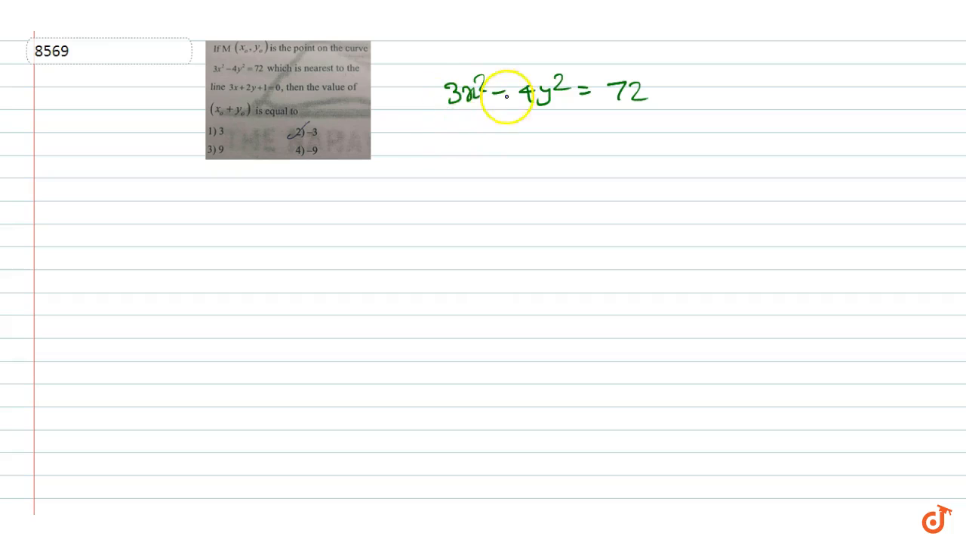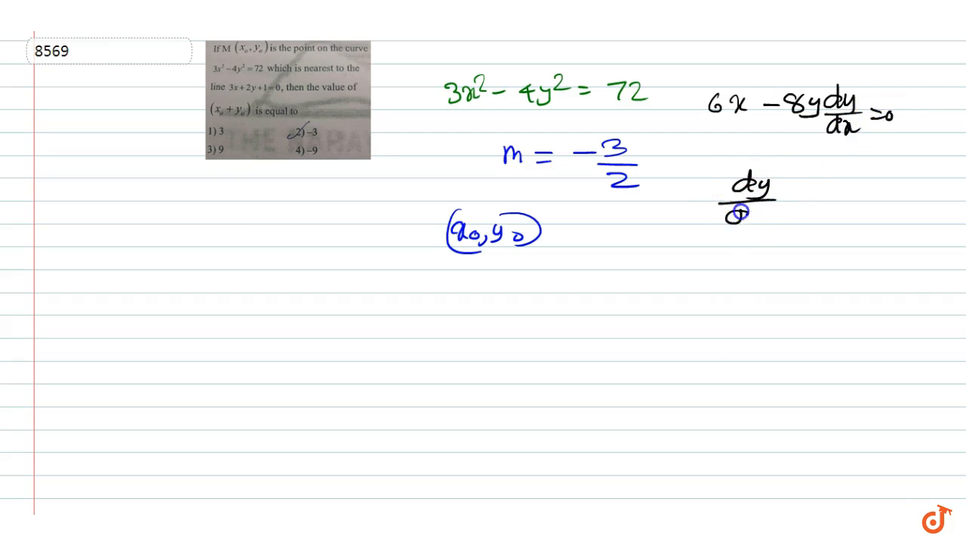Now, the slope of the tangent to the hyperbola parallel to this line is given by m = −3/2. Now, the slope at the point (x0, y0) is given by differentiating this equation, we get 6x − 8y dy/dx = 0. This gives dy/dx = 3x/4y.